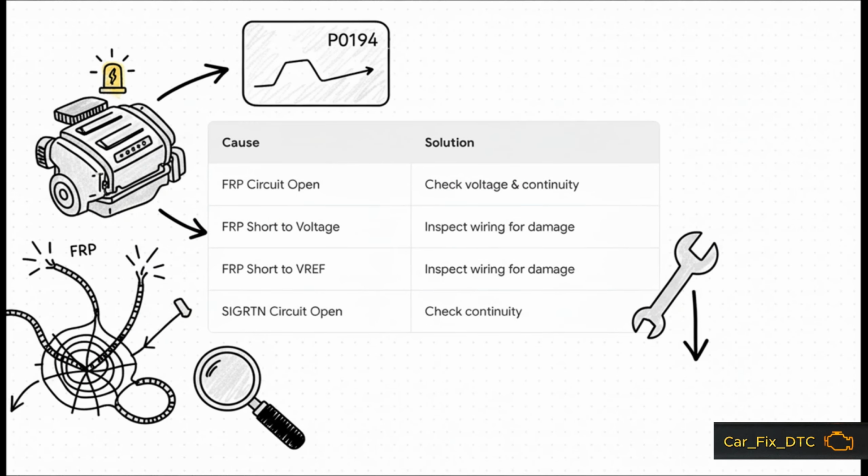And here's our case file. This table lays out our 4 suspects and the basic game plan for each one. We've got something called an open circuit in a couple of places and 2 different types of short circuits. Think of this as our roadmap for the investigation. So let's start with the most likely problem area.